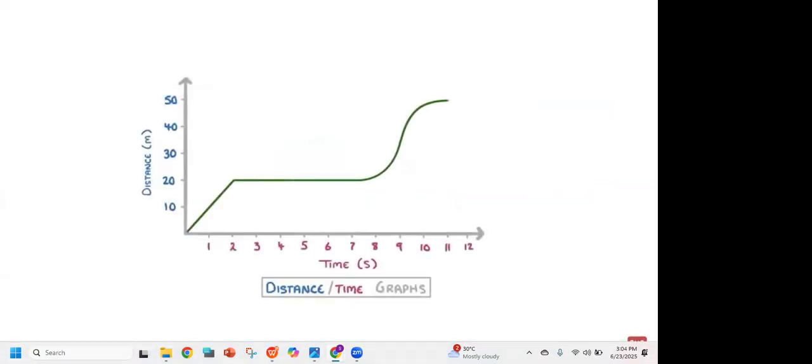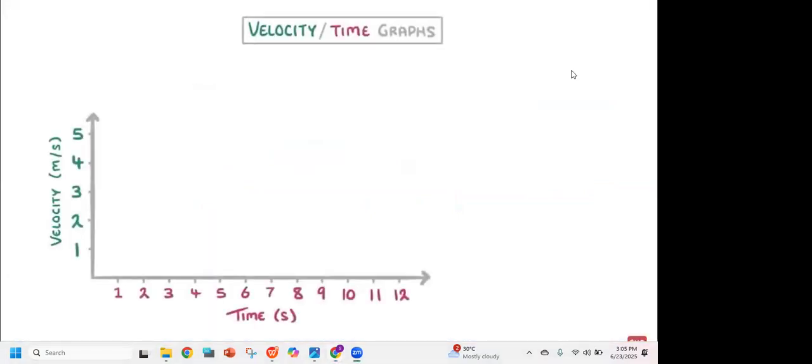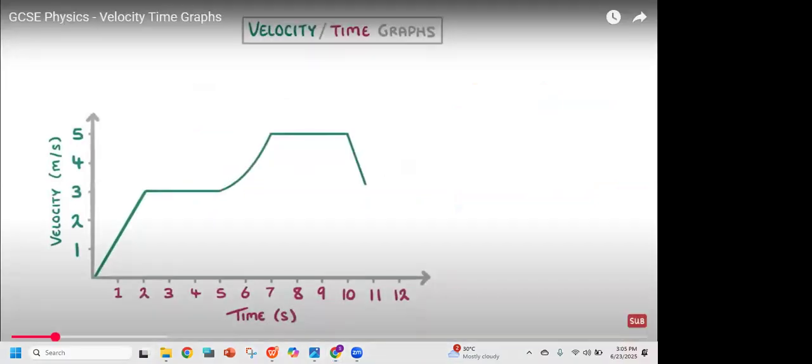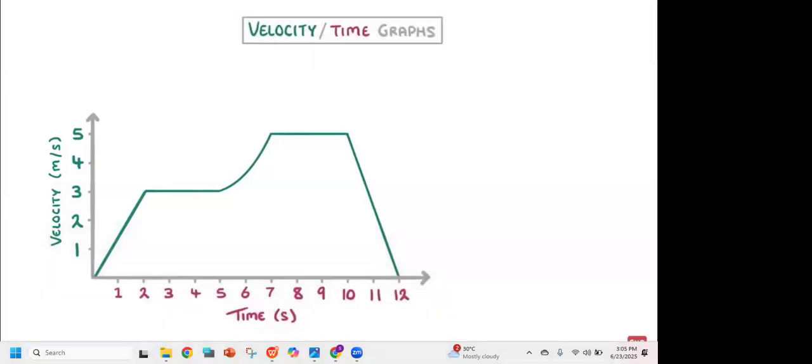In the last video we did, we looked at distance time graphs, which show us how the distance of an object varies over time. In today's video though, we're going to focus on velocity time graphs, which show us how an object's velocity changes over time. These graphs both look pretty similar, and it's really easy in exams to get the two of them confused. So just be really careful and double check which one you're looking at.